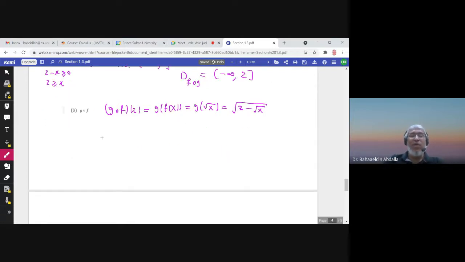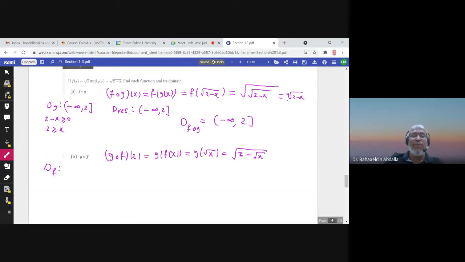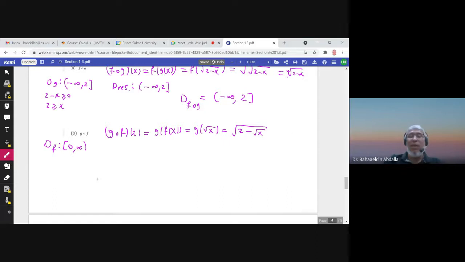Now, the domain of G circle F is the domain of F intersection the domain of the result. What is the domain of F? F is square root of x. So x should be positive, and the domain is from 0 to infinity. Now, what is the domain of the result?